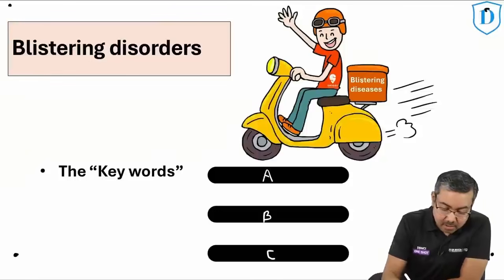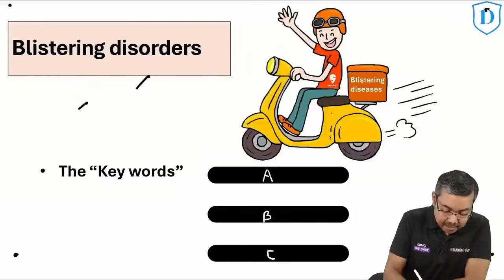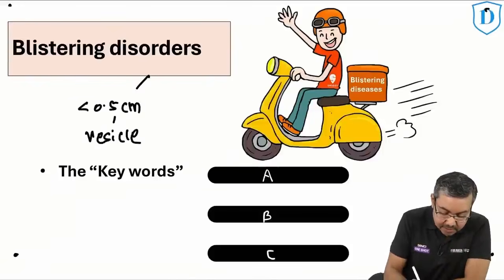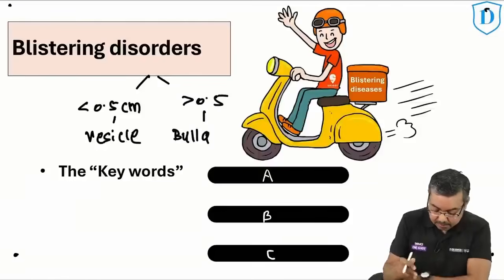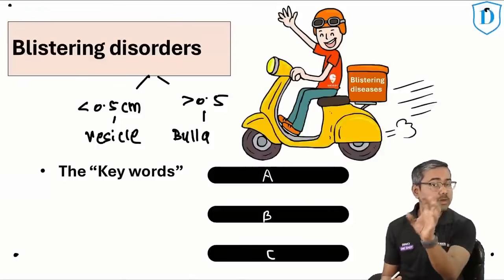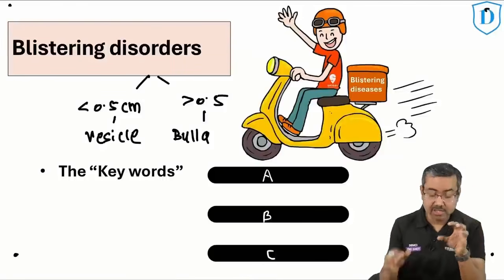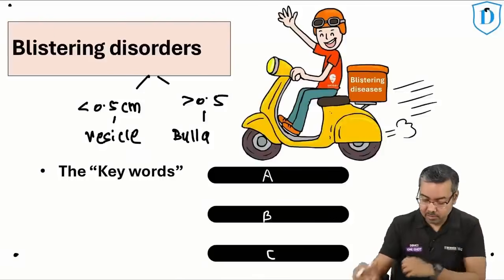Whenever you have a blister, always remember, a blister can either be less than 0.5 centimeter, then we would call it a vesicle. If it's more than 0.5 centimeter, we would call it a bulla. That's the first thing you will see. Is it a bullous lesion? Is it a vesicular lesion? That's the first attempt for you to know.